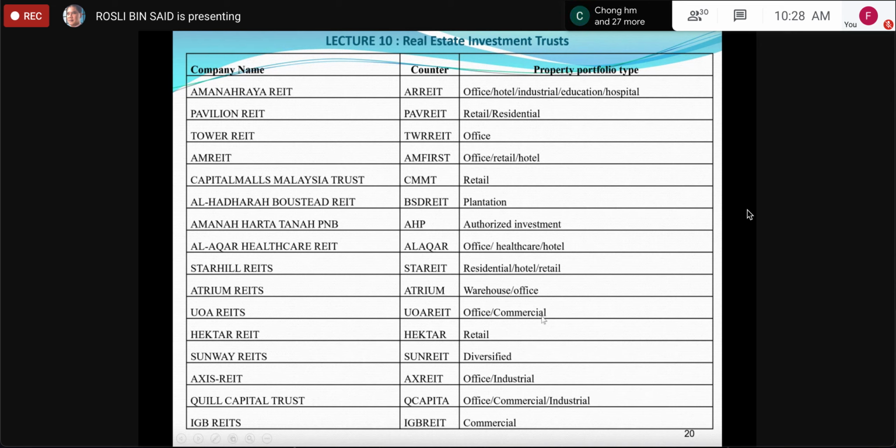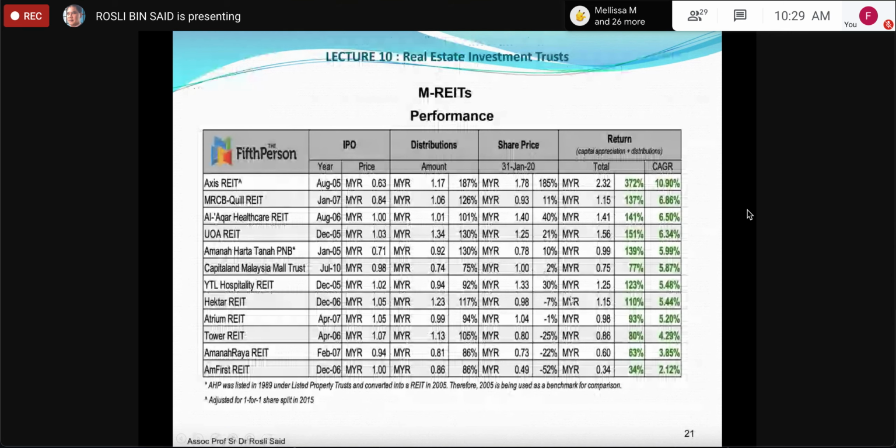And then Starhill, residential, hotel, retail, good. Warehouses, office, Atrium, UOA, office, commercial, good. Hektar, retail, not that good. Sunway diversifies to hotels, offices, etc., and they also diversify in terms of theme parks, which is good. Axis REIT, which is the first one I mentioned just now, office, industrial, and until now it has performed well. In fact, it is the number one REIT company in terms of demand. And then Quill Capital, office, commercial, industrial, and then IGB REIT, commercial.